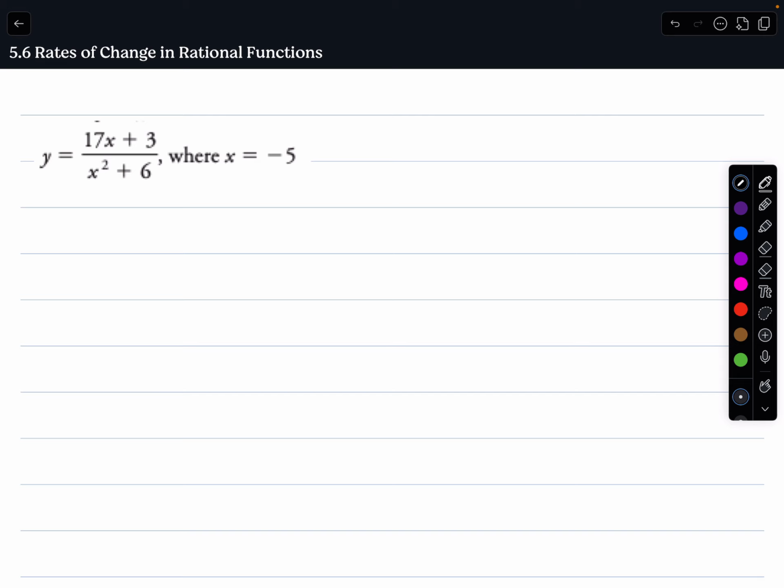But without further ado, let's get straight into it. So in lesson 5.6, rates of change, we know there are two types of rates of change. There's the AROC and there is the IROC. And remember, with the AROC, they give you 2 points, but with the IROC, they give you 1 point. Now, AROC meaning average rate of change, IROC meaning instantaneous rate of change.